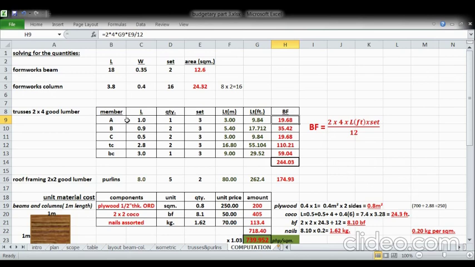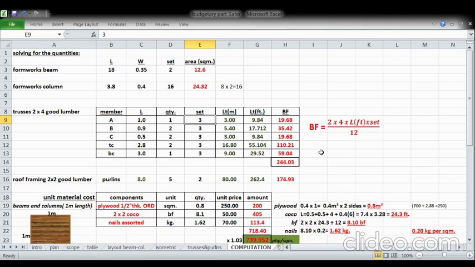So applying the same principle here for BC, BC, BC, we will get the value of 4 feet. Okay, and then we will sum it up. I hope you guys can follow. If you want to get the board feet of BC or B, we just multiply 2 by 4 by the length, which is 17.712, multiply by the number of sets, which is 3, and divide it by 12. So the answer is 35.42. So to find the length in meters, just multiply L times quantity times number of sets. I hope you guys can follow this.